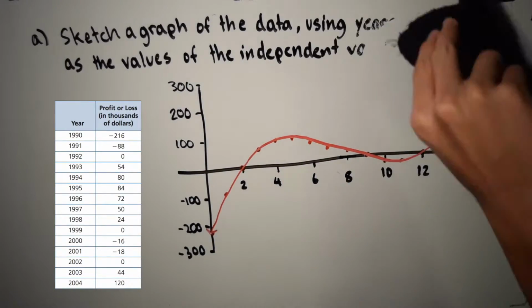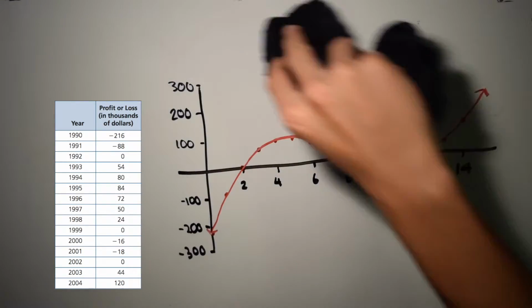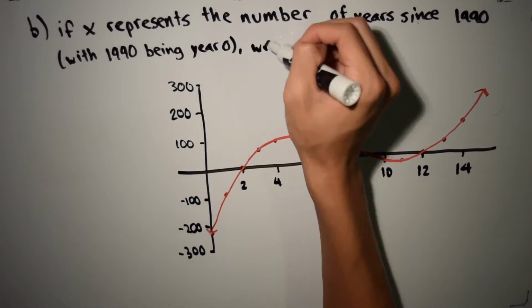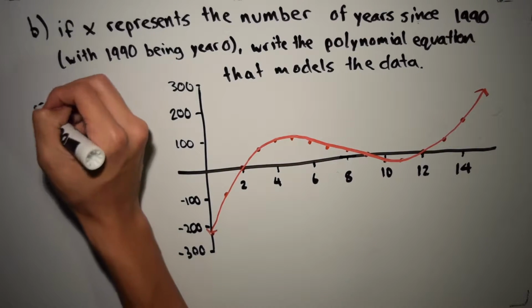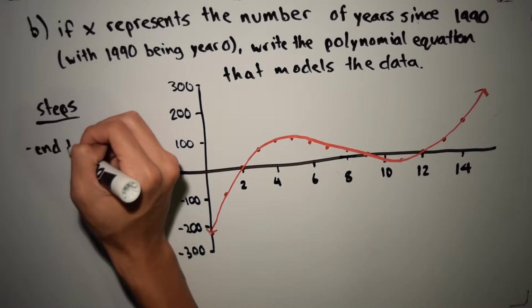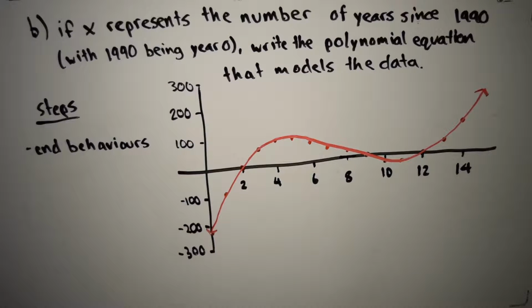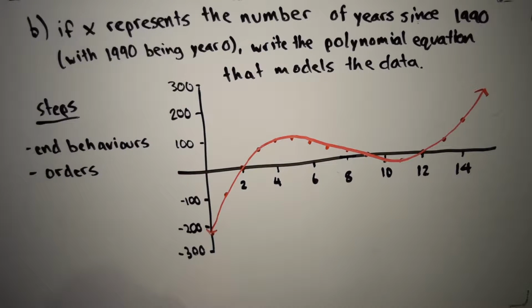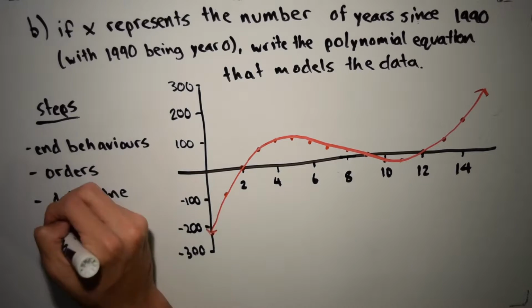Sweet, that's all we have to do for part A. Let's move on to part B. B is asking us to write the polynomial equation that models the data. The steps to do this are: look at the end behaviors to determine if the function is even or odd, then look to see where the zeros are located and what action they each display to find their order, and lastly, solve for the a value.